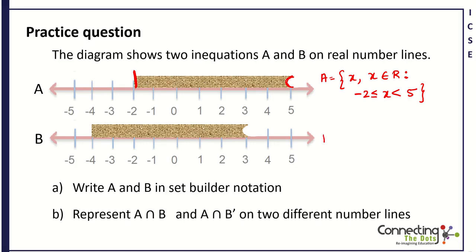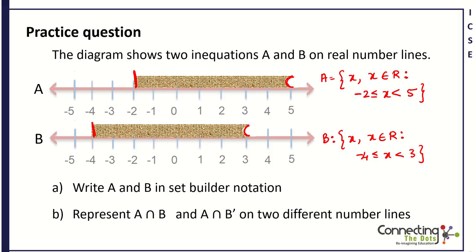What is the notation for set B? Again, it is all values x such that x belongs to the set of real numbers where negative 4 is less than or equal to x is less than 3, because there is a concave edge at 3 and a straight edge at negative 4. So negative 4 is included, 3 is not. So we have the two sets in set builder notation.